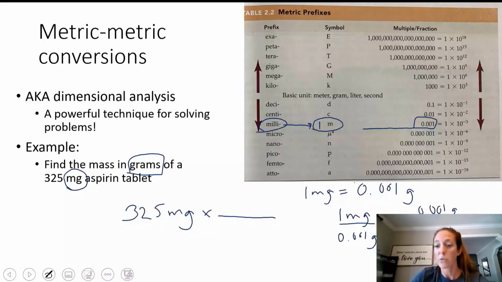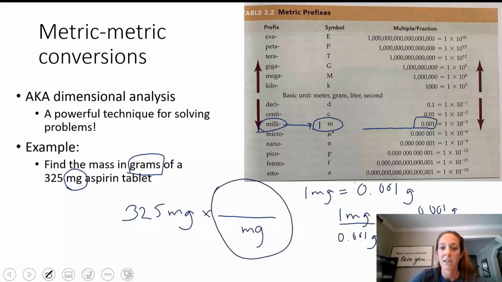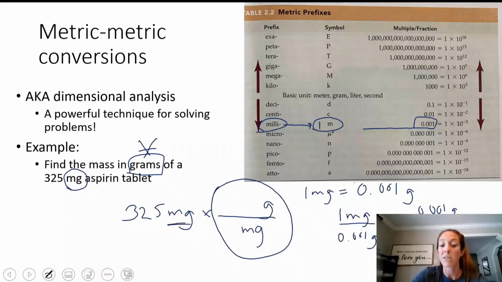How do I know which one I want to use? Well, if I look back at my problem, I have to get rid of milligrams. So the only way to get rid of milligrams is to divide by it. Have my units diagonal from one another so they cancel out. So I also like to say, when you set this up, it's what you want over what you got. So what do I want? My problem tells me that I want grams. What have I got? What am I starting with? Is milligrams. So I need the conversion factor over here that has grams on top and milligrams on the bottom, which would be this guy.